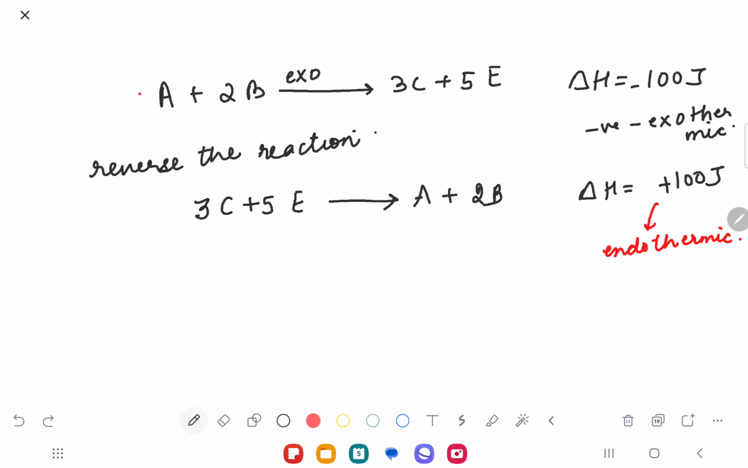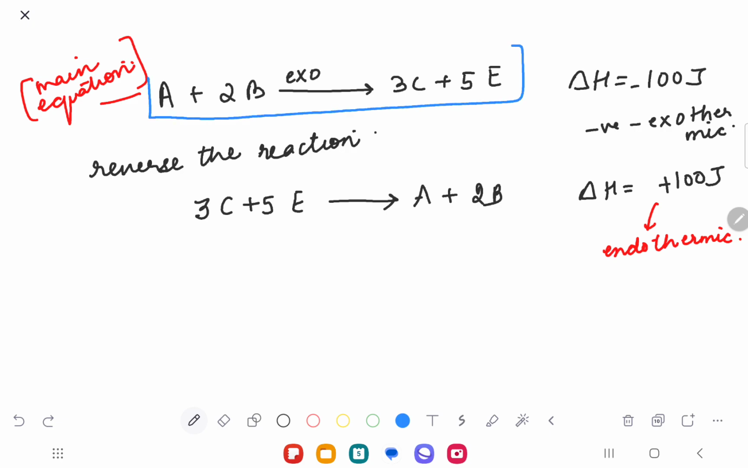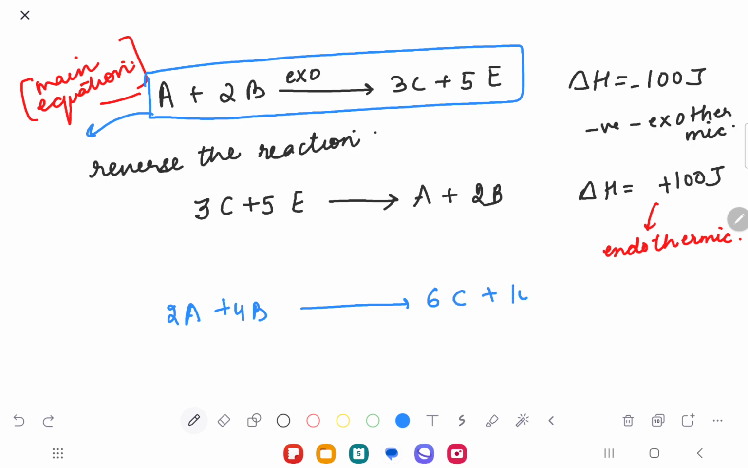If, for example, this is my main equation, and if I multiply this main equation with, let's suppose, 2, so 2 times A plus 4B gives me 6C plus 10E. Then the heat also I will have to multiply with 2. So that shall become then minus 200. I have not changed the order. A and B are remaining in A and B, and C and E are remaining in C and E. I hope you're understanding.